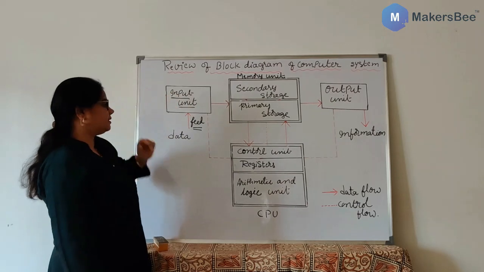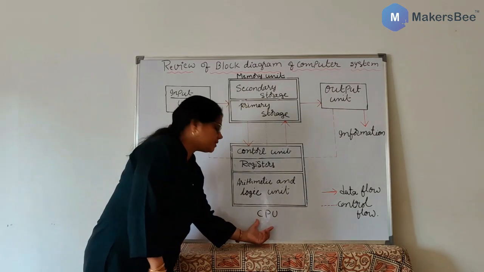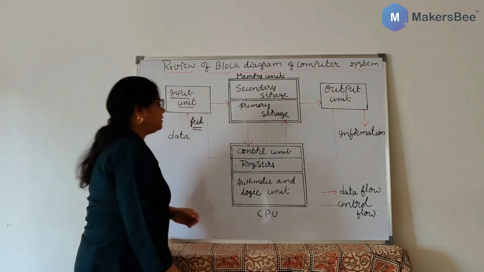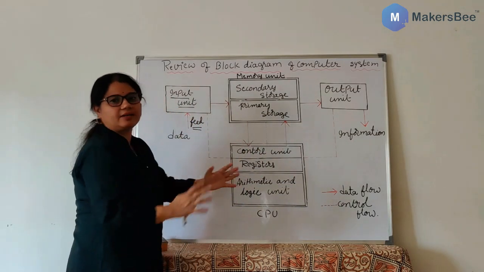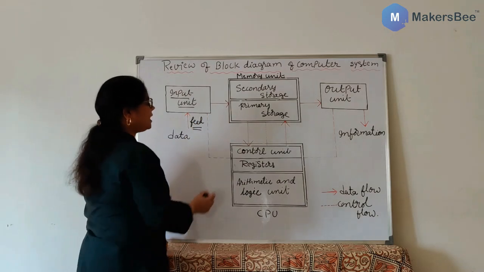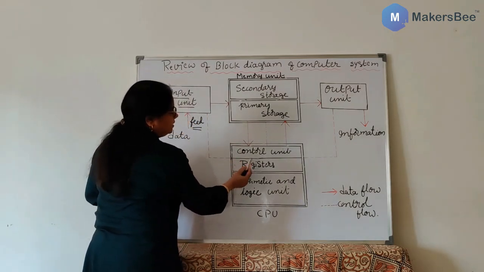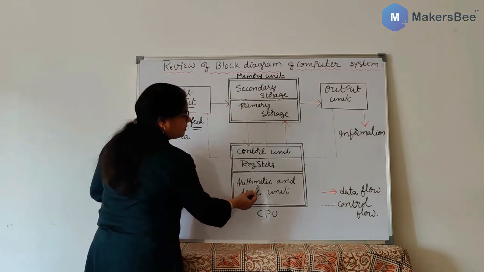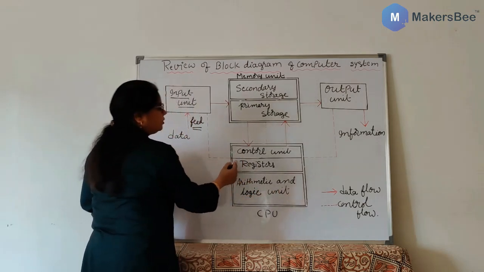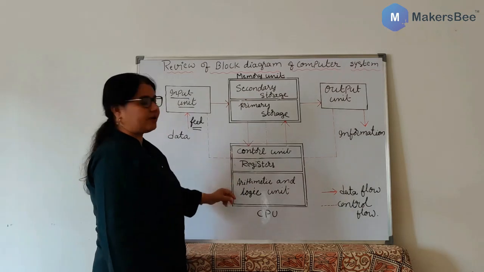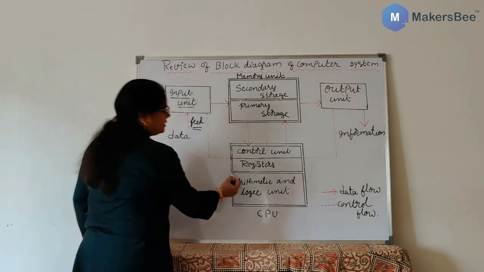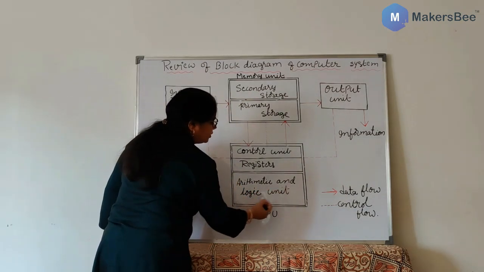After the input unit, let's have a look at the central processing unit. Listen, the central processing unit is the brain and heart of the computer, and it has the control unit, registers, and the arithmetic and logic unit. There are three parts in the central processing unit. So let us study them one by one. The first one is the arithmetic and logic unit.